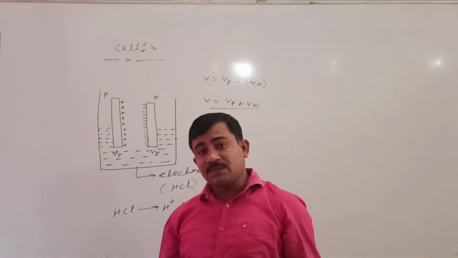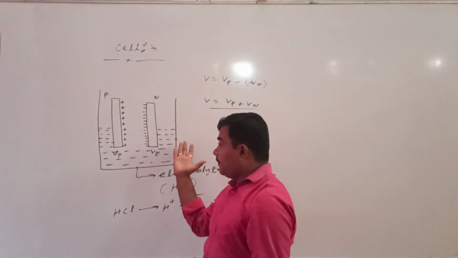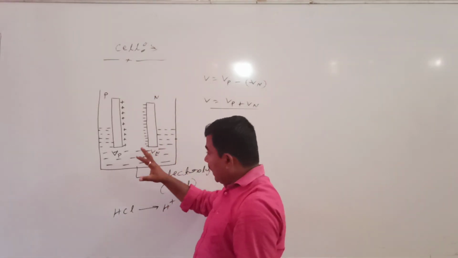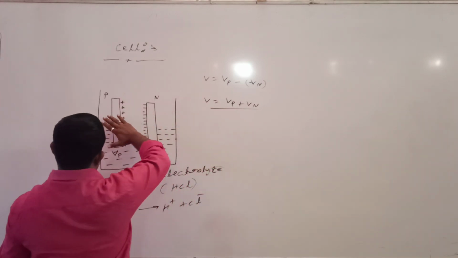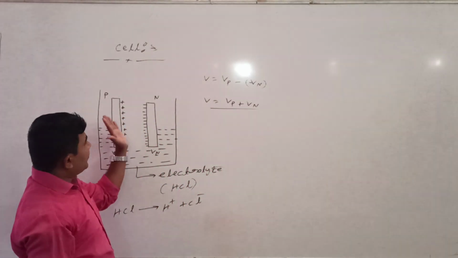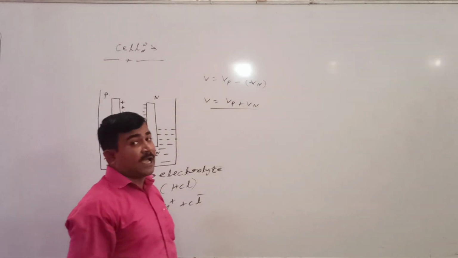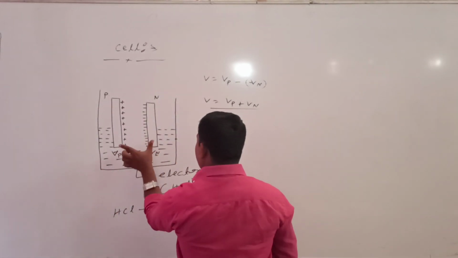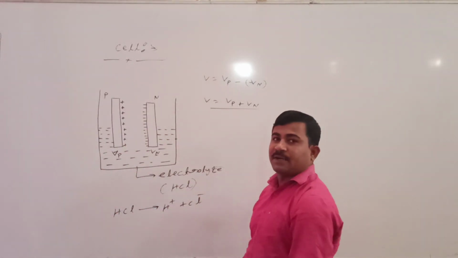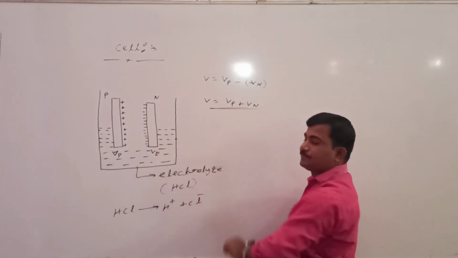What happens? When electrodes are dipped in an electrolytic solution, due to electrolysis, positive ions are deposited at one electrode and negative ions are deposited at another electrode. As a result, the potential difference between the two electrodes is developed. That is represented by this equation.